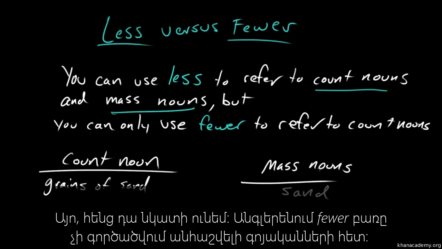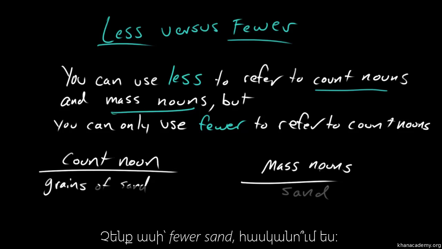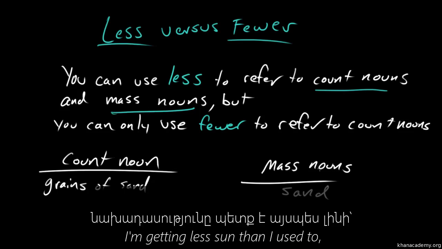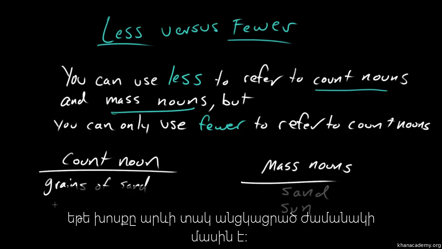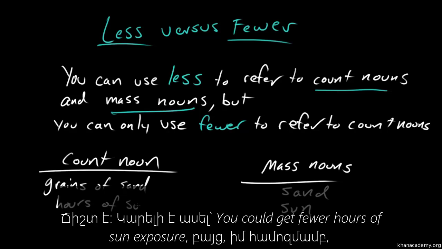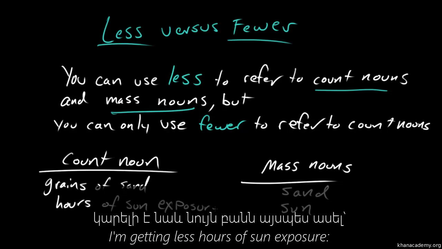Fewer just doesn't, in standard English, go with these mass nouns. You know, fewer sand, I'm getting fewer sun than I used to. You would say I'm getting less sun than I used to, for example, if you're talking about being out in the sun. Versus hours of sun exposure. Right. You could get fewer hours of sun exposure. But my argument, and this is where I think you and I differ, is that I believe you could also say I'm getting less hours of sun exposure.